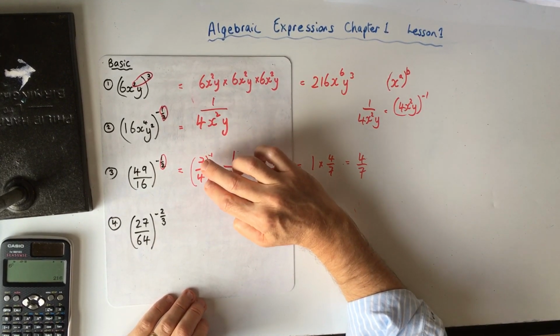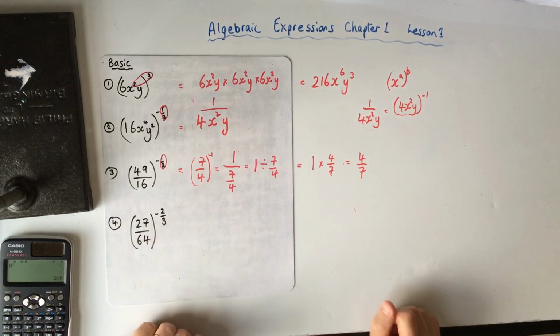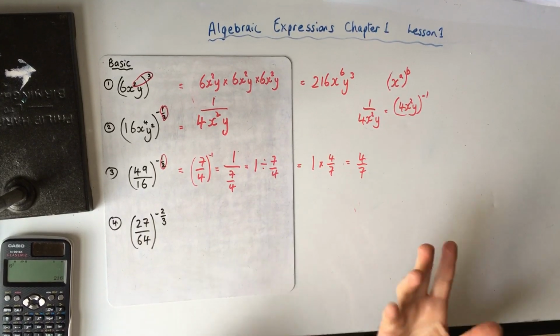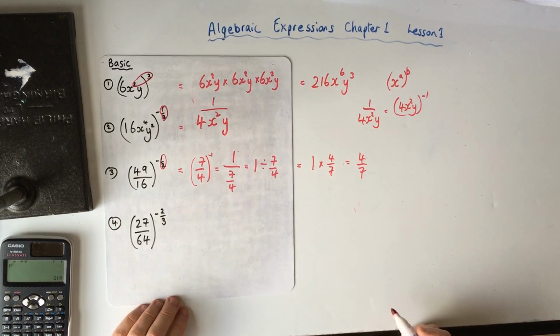the minus 1, if it's a fraction, you just flip it over. It's always 1 divided by, and you just flip it over. So it becomes 4/7. So you can do that next time, can't you? Okay, and that next time is going to be with question 4.